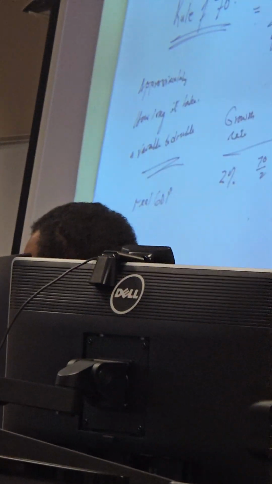And what is that rule? That rule is simply 70 divided by the growth rate, which gives the years it takes. Here, the growth rate, let us say, is 2%. How long will it take for real GDP to double? That's going to be 70 divided by 2. It will take 35 years to double, roughly.